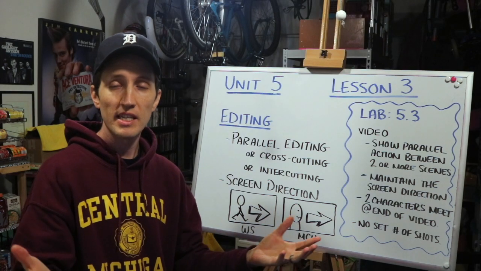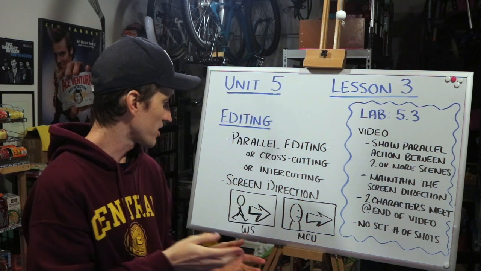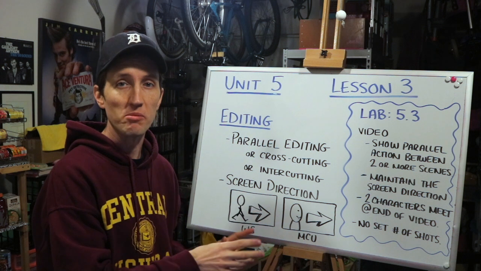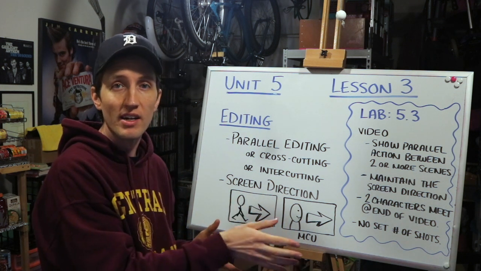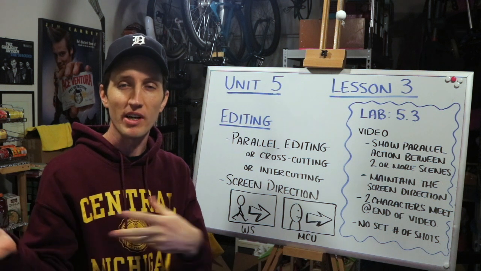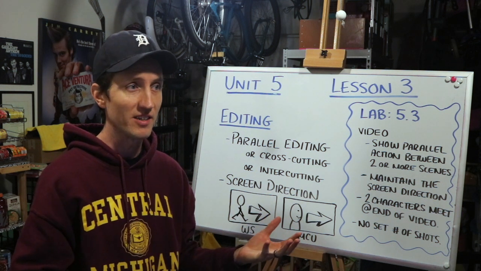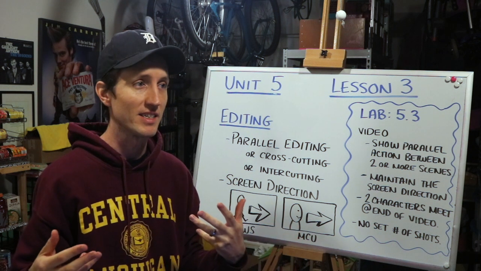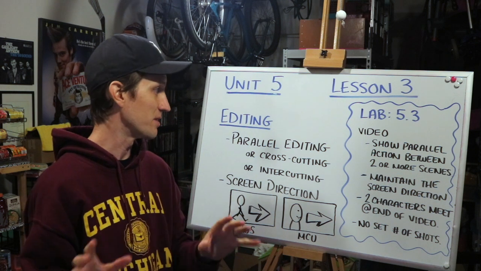And so in a scene like this, especially in a scene where one character is chasing or following another character, that screen direction is really important. Because if character A is moving left to right, and then character B is moving right to left, it's not going to look like they're following each other. It's going to look like they're getting closer to one another, and that's not what we want, right? So screen direction, very, very important.